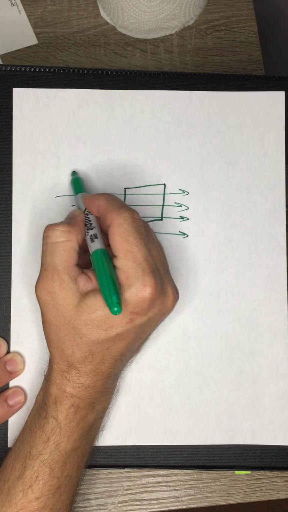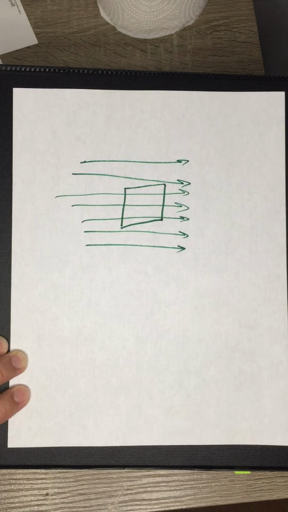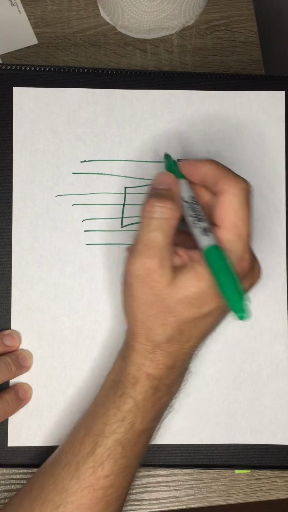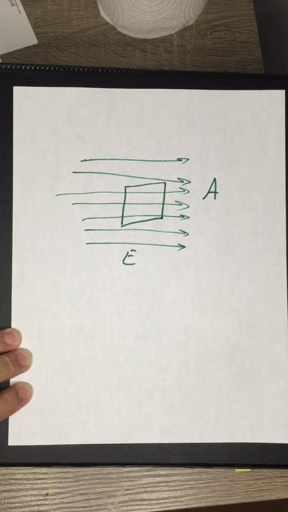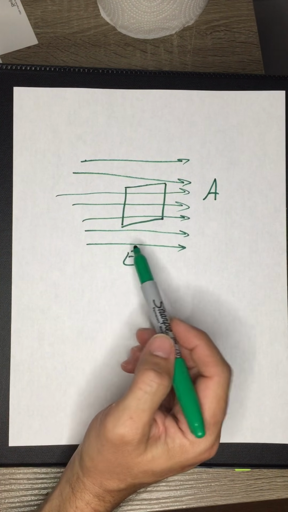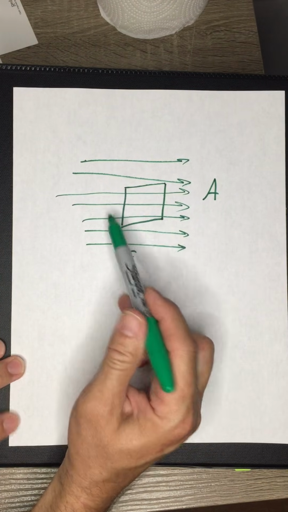Now in our analogy, we're going to think about this not as light, but as an electric field. So this square has a certain area, right? And there's an electric field here. So I'm trying to characterize how much of this electric field is passing through this square.